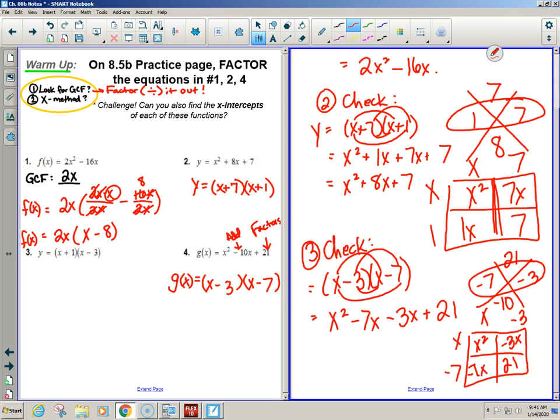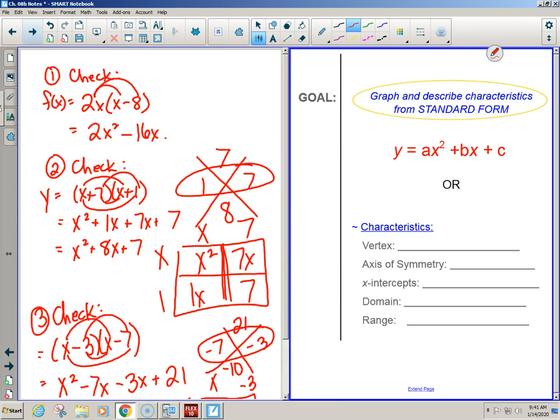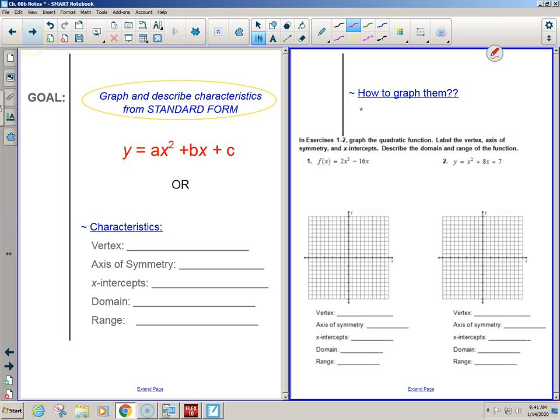Now, why did I have you do all of this? Some of you are like, I need to remember factoring. I get it. Come after school, just not today, I'm not here. But why are we doing factoring? Well, because, guys, we're still in section 8.5. Here's your number 1. You didn't just have this. You had a graph you were supposed to make.